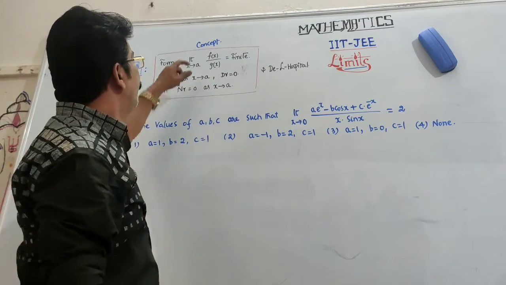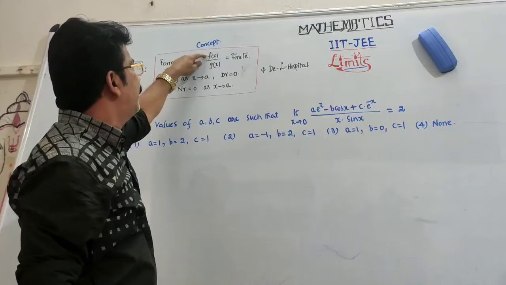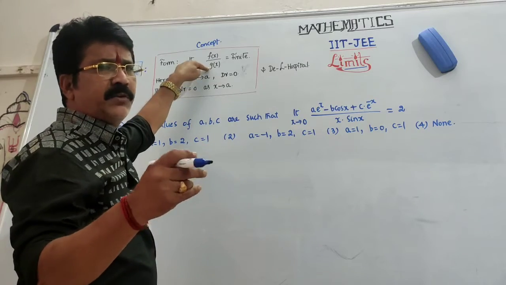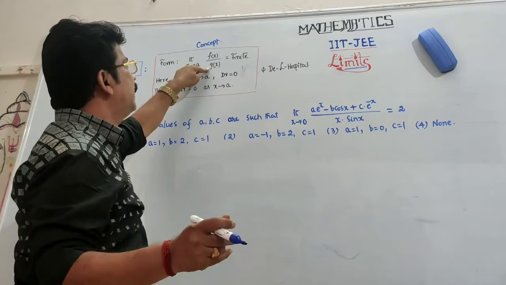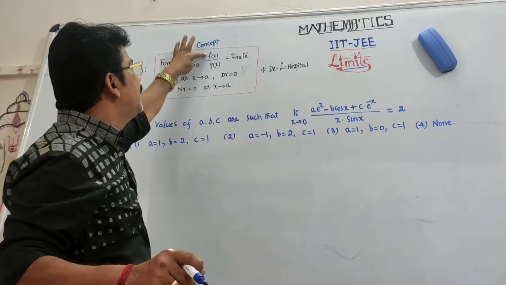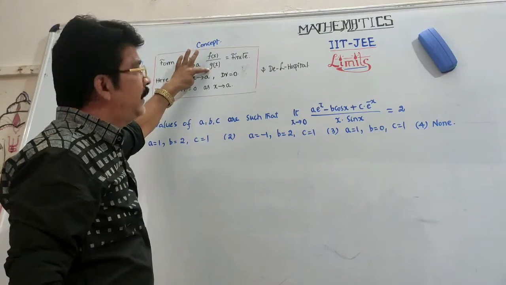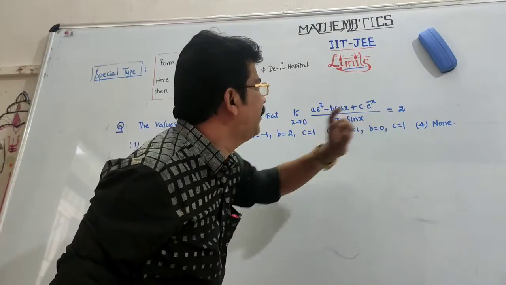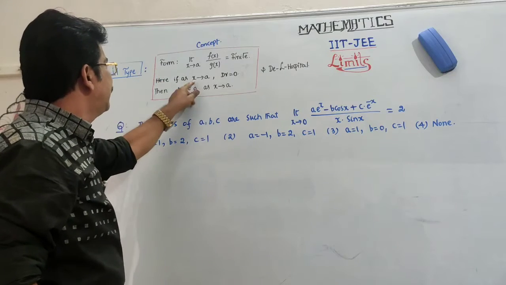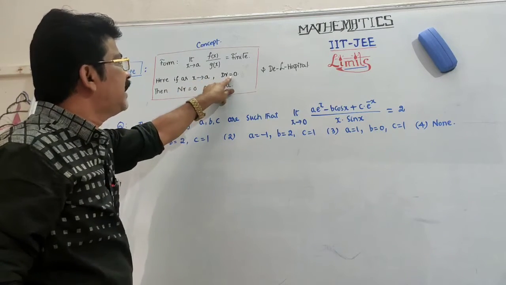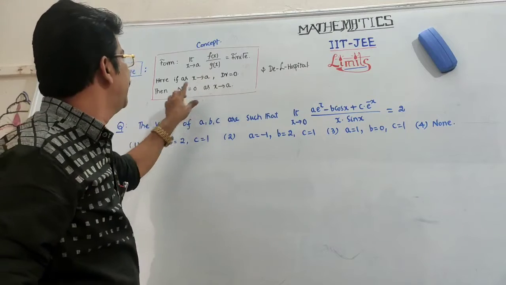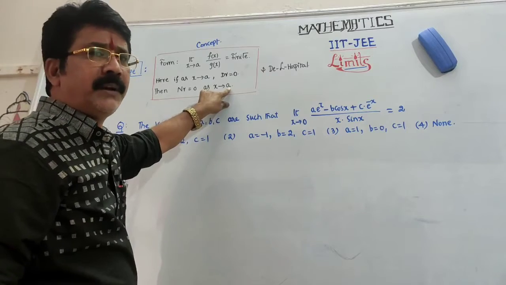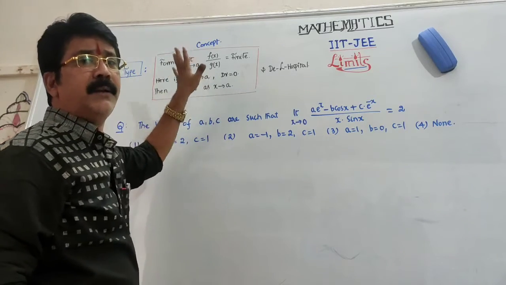What is the concept? One fraction is there. Of course, f of x, g of x are polynomials, or trigonometric functions or exponential functions, whatever it is. Simply I am telling that this is the numerator and this will be the denominator. As x tends to a, this fraction is equal to some finite number. If as x tends to a the denominator becomes 0, then definitely the numerator also becomes 0 as x tends to the same limiting point a. This is the main concept in the limits.